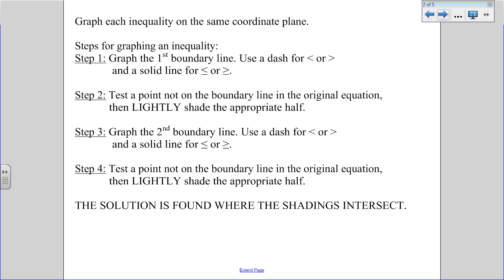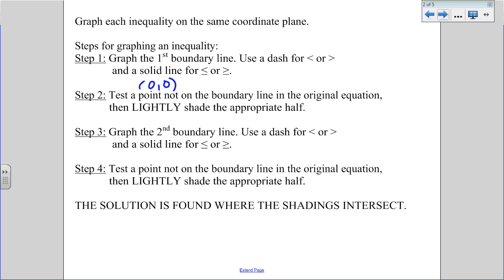You're going to test a point not on the boundary line. Which point do we recommend testing? 0, 0. And then lightly shade. So if 0, 0 is true, you're going to lightly shade over 0, 0. If 0, 0 is false, you'll lightly shade on the other half.